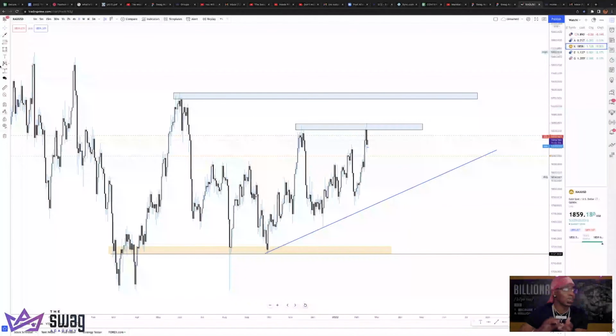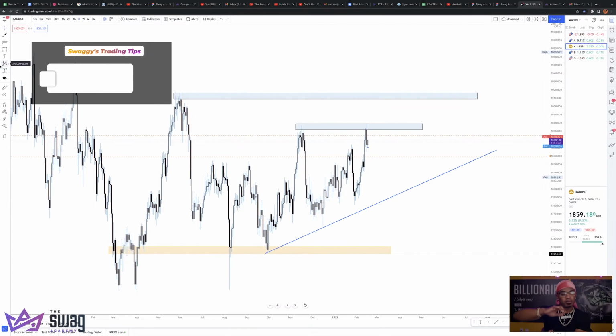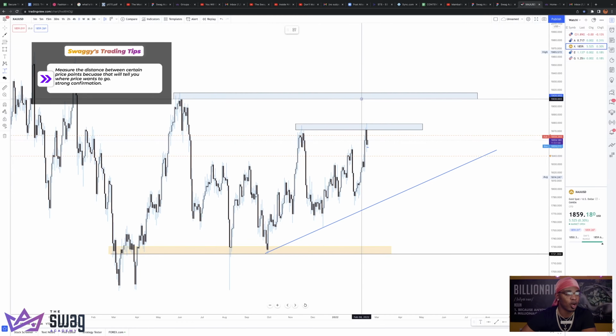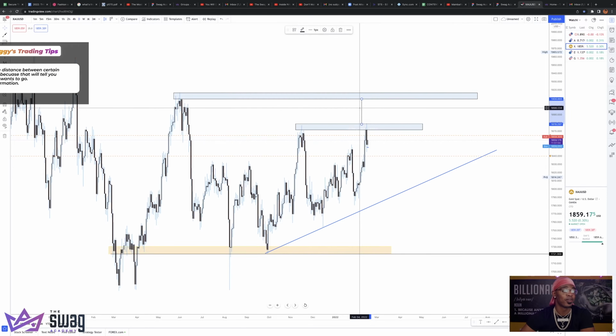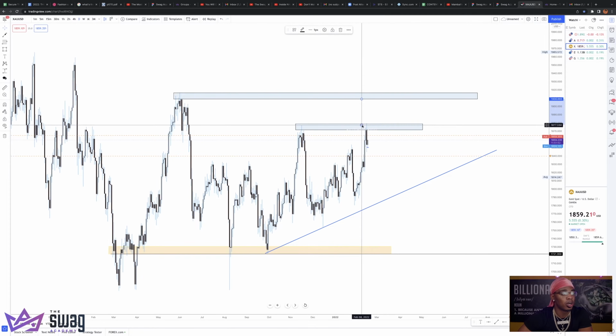What I do like to do is measure the distance between certain price points, because that will definitely tell you exactly where it's going to go. So if I go from A to B, from there to there, or even a little bit lower, it doesn't matter what it is, just this area right here. Let me actually get it right there, perfect, okay, cool.